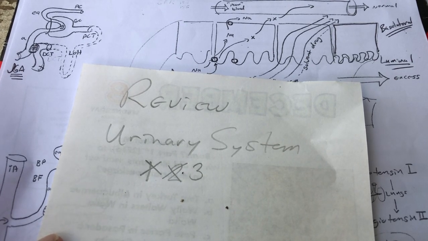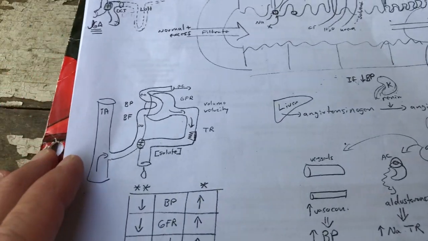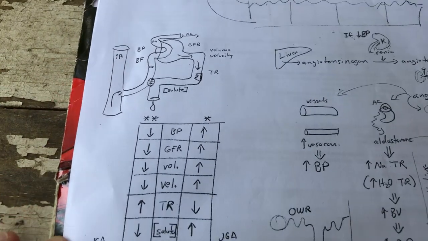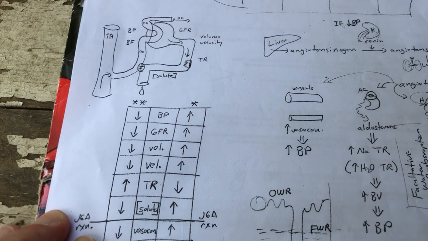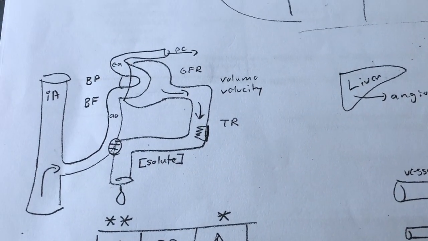Here we go, review of the urinary system, part 3. On this one, let's take a look at the juxtaglomerular apparatus and how it's involved in trying to regulate the activity of a single nephron. So here is our grossly twisted out of shape nephron.